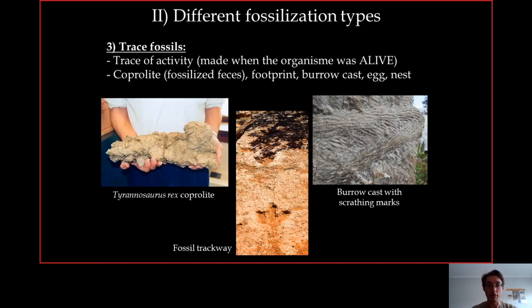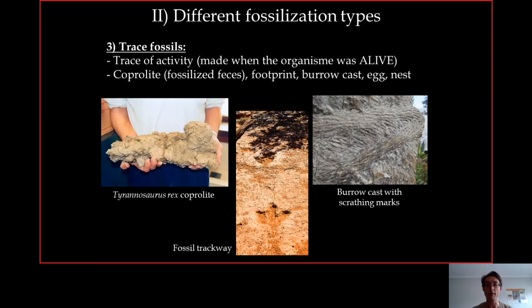Trace fossils. Trace fossils can be a lot of things. Everything we've seen before that, the replacement, the molds and casts, and the imprints, are called body fossils because they fossilize the body of an organism. Trace fossils almost never fossilize the full body. They fossilize the activity of an animal or a plant or whatever.